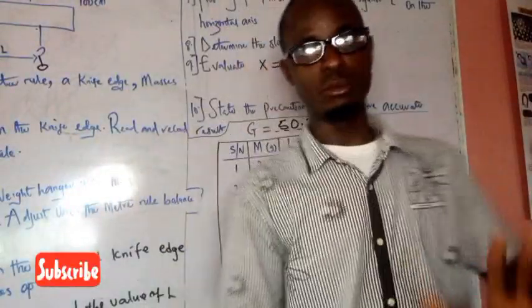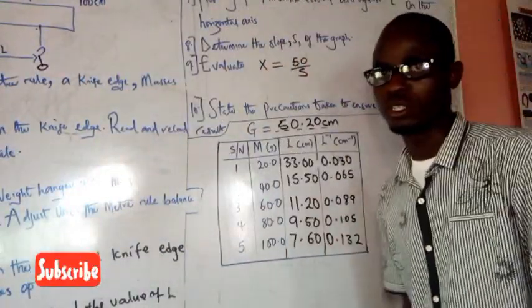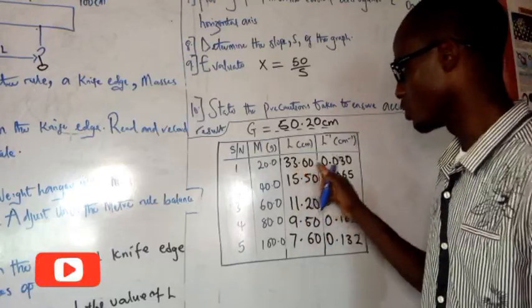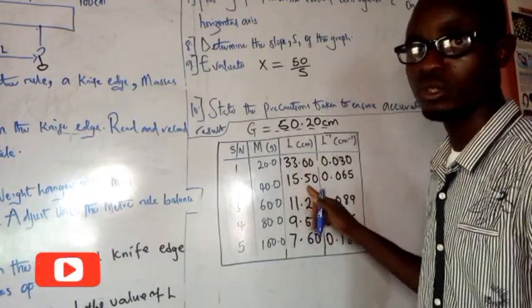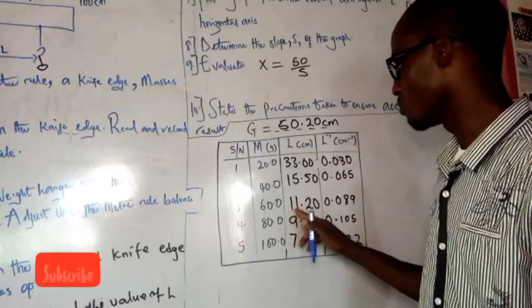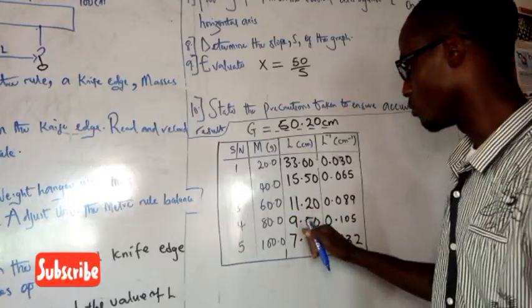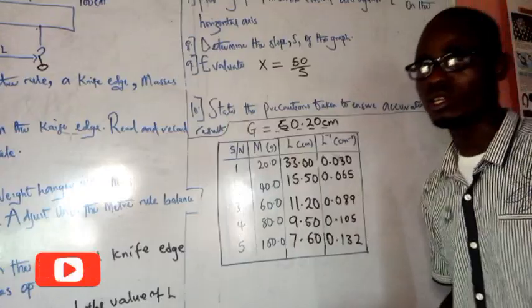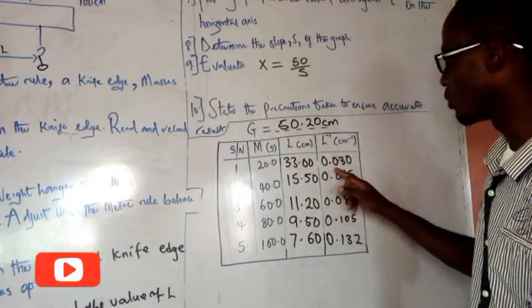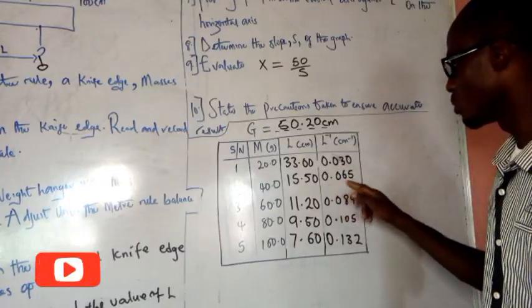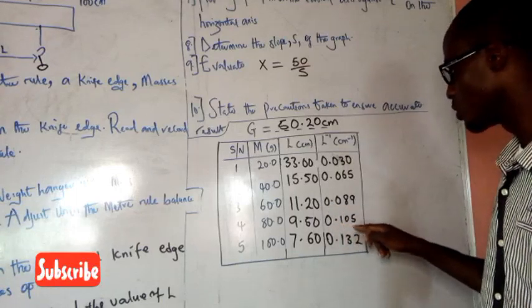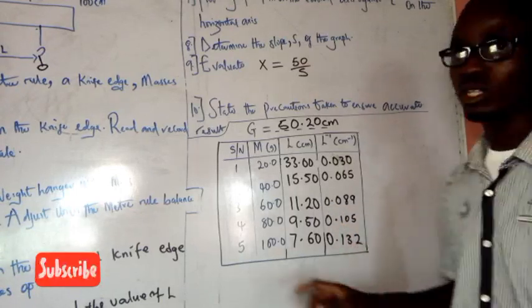Okay, let's look at the table now. We have performed the experiment and we have gotten our table. We have our L, the first L, which is 33.0. The second L is 15.50. The third is 11.20. The fourth is 9.50. And the last is 7.60. Now, let's look at our L inverse. We have 0.030, 0.065, 0.089, 0.105, and 0.132.